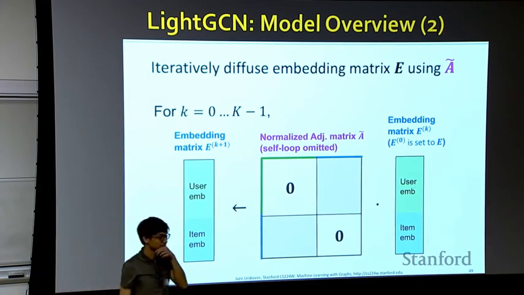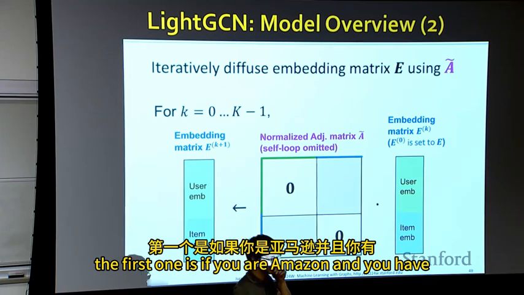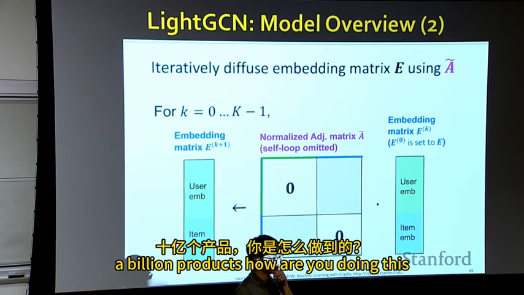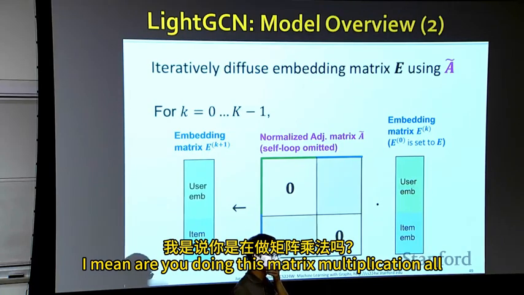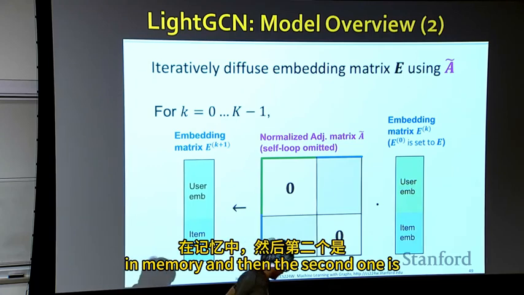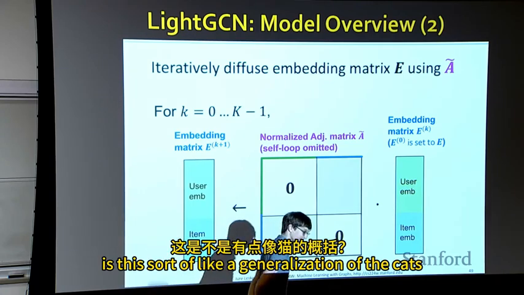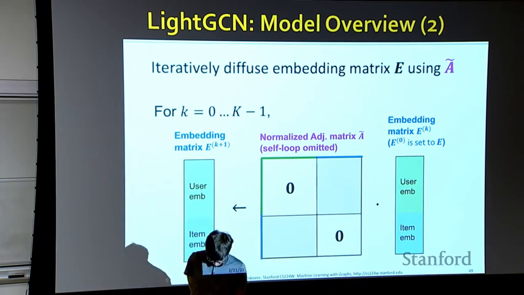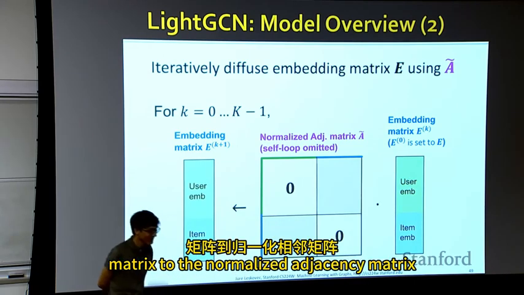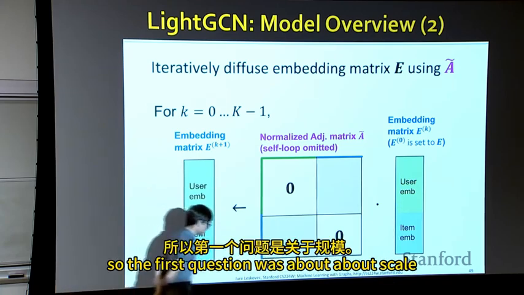Yes? Two questions. The first one is, if you are Amazon and you have 1 billion products, how are you doing this? I mean, are you doing this matrix multiplication all in memory? And then the second one is, is this sort of like a generalization of the CATS matrix to the normalized adjacency matrix? Two good questions.